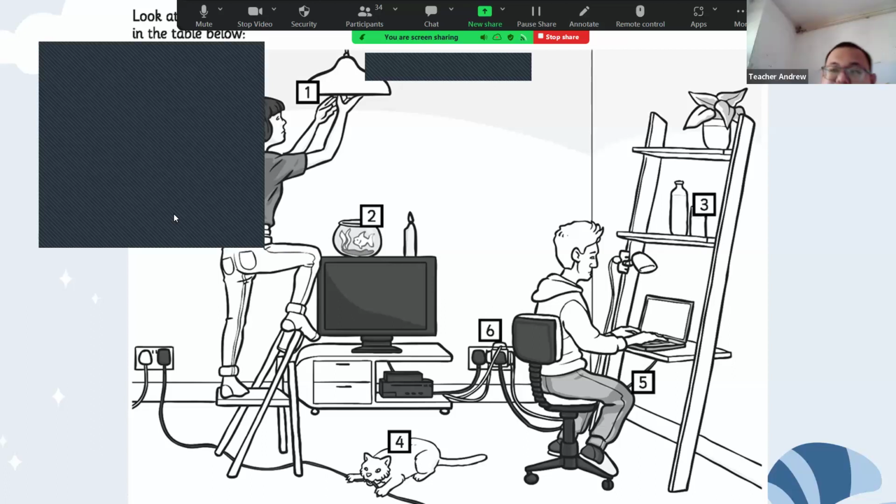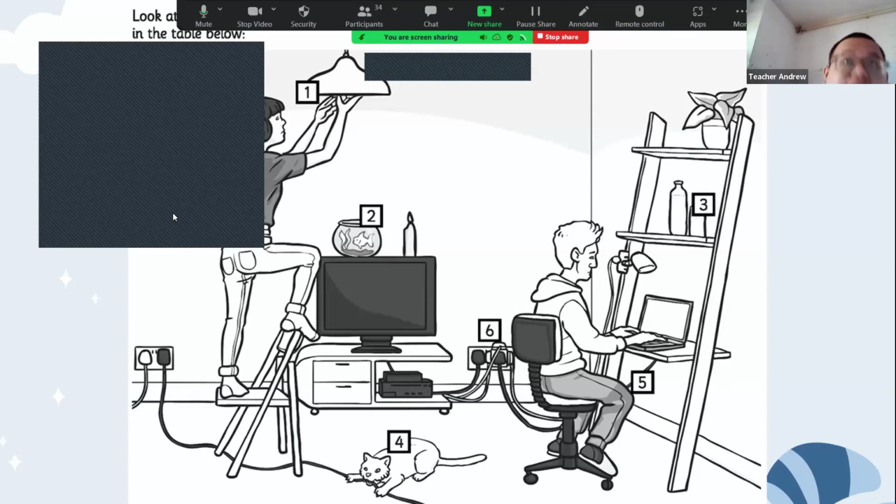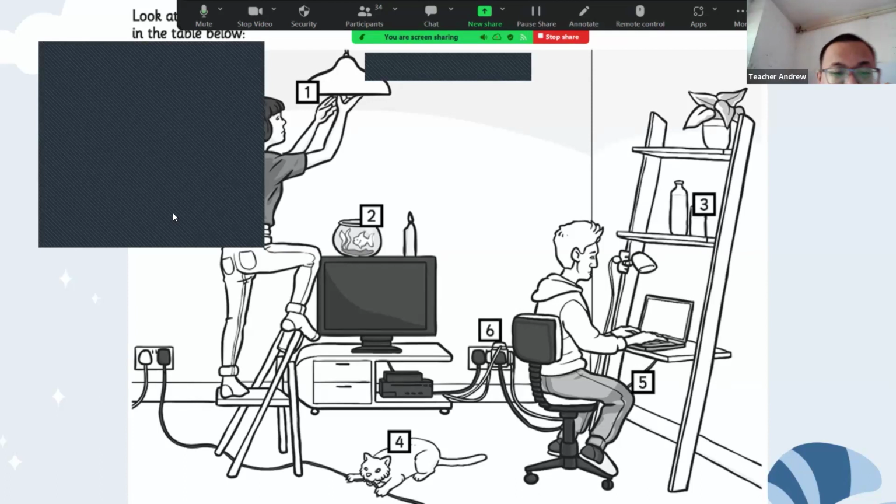Very good. As mentioned earlier in the lesson, water is a conductor of electricity. So this fish tank is on the TV, and I don't know how it got there because the TV nowadays is very slim. So it can topple and water can just spill on the TV. If someone touches the TV, he or she might get electrocuted.